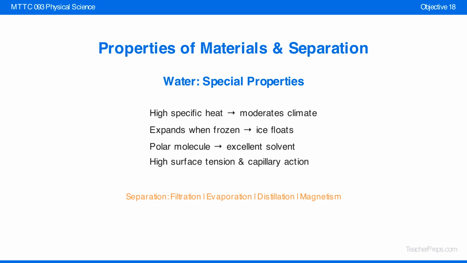For separating mixtures, remember these methods. Filtration separates solids from liquids. Evaporation recovers dissolved solutes. Distillation separates liquids with different boiling points. And magnetism separates magnetic materials. A classic exam question: to separate a mixture of sand, salt, and iron filings, first use a magnet for the iron, then add water to dissolve the salt, filter out the sand, and evaporate to recover the salt.